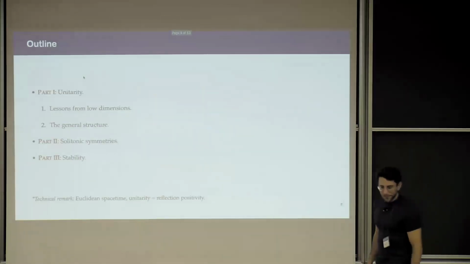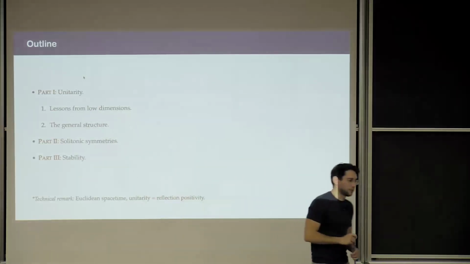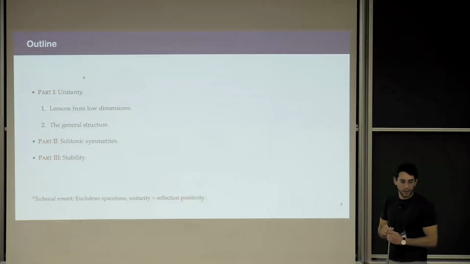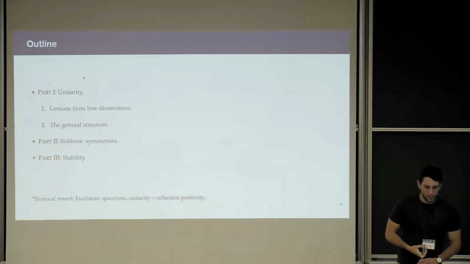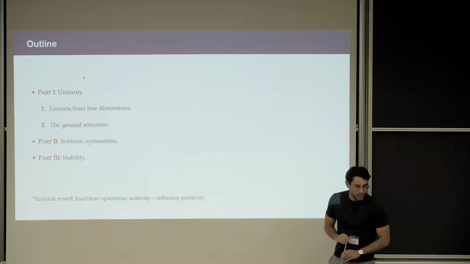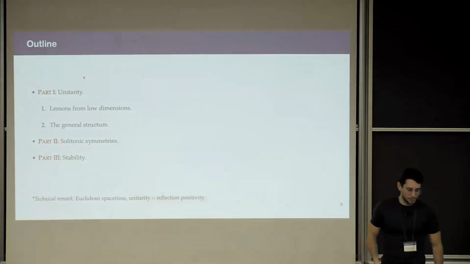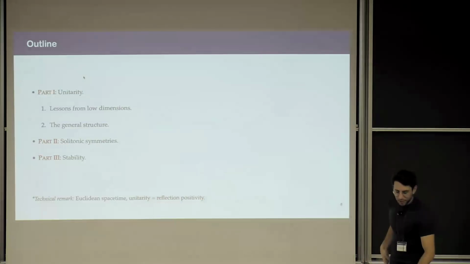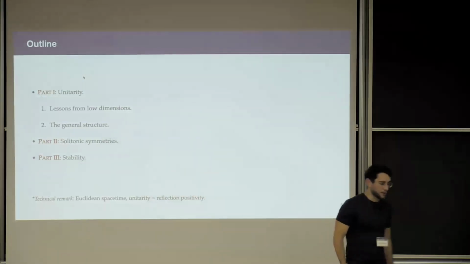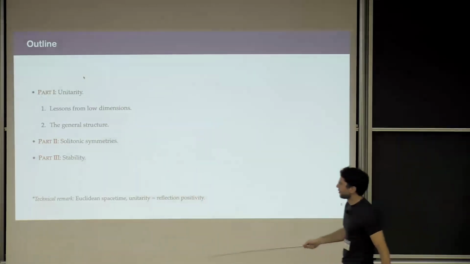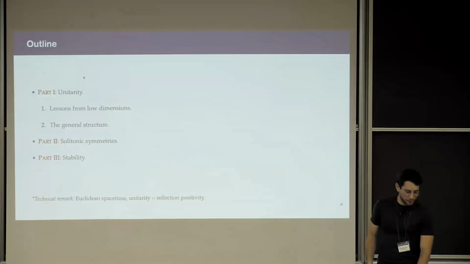The rest of the talk is going to be divided in the following way. First, I'm going to try to give you an idea of what should be the correct notion of unitarity for these kinds of symmetries. I'm going to build it from low dimensions first and try to sketch, at least, what the generic structure in higher dimensions should be. Then I want to give some applications in terms of solitonic symmetries and how unitarity enters the picture in these examples. And then I want to talk about a conjecture on the possible relations between unitarity and stability for these kinds of symmetries. Let me say that for the rest of the talk, I'm going to assume that we are in Euclidean spacetime. So for me, the notion of unitarity will be equivalent to that of reflection positivity.